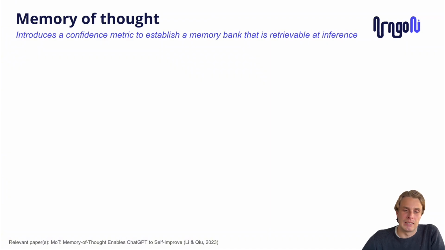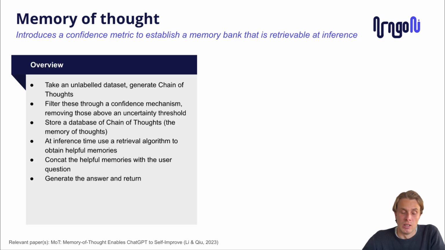Memory of thought. This is an interesting technique, and I think, again, the most important thing to consider here is how they're establishing this memory bank effectively. So let's step through it. Firstly, again, we take this unlabeled data set. So this can be a form of selection and retrieval. We generate chains of thoughts for each of these unlabeled data sets. And then we pass them through a confidence mechanism where we filter out those that have an uncertainty that is above some predefined threshold that we want. And then we store these effectively as a bank of memories. So that's the memory of thought part.